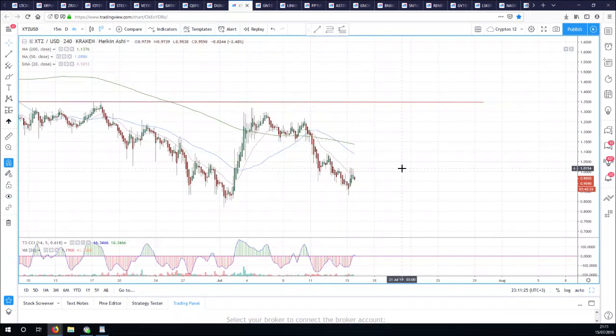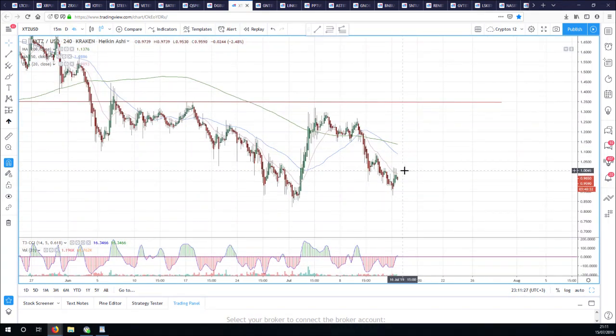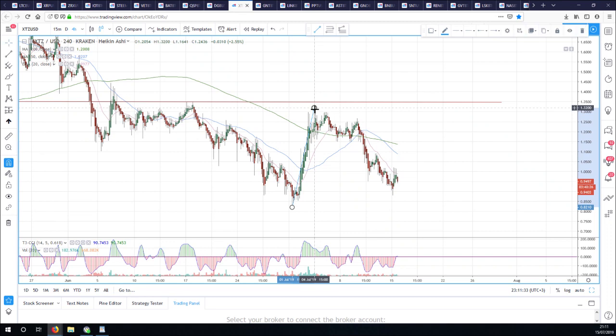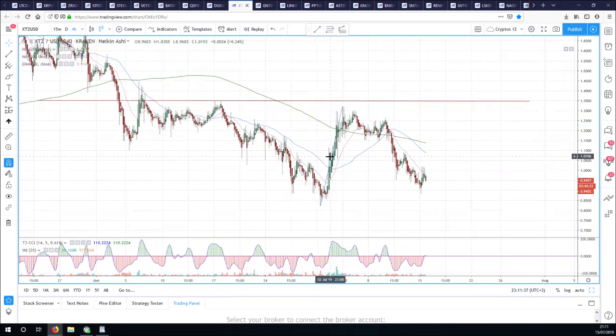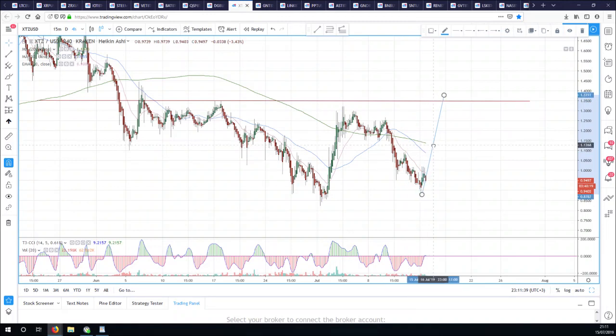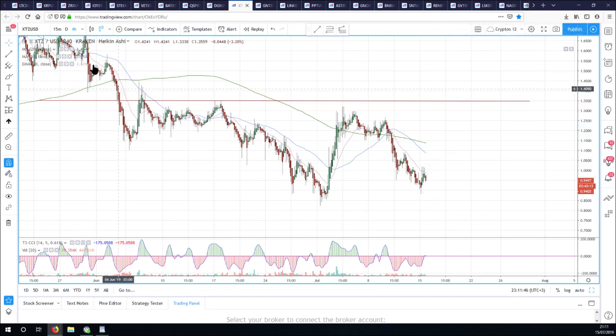So XTZ against dollar definitely could be set up to bounce. A nice ABC would take us back to this resistance. If we did 2 equal swings like this, famous last words, we would get back up to this resistance level around here. So quite a nice target if we can turn it around.